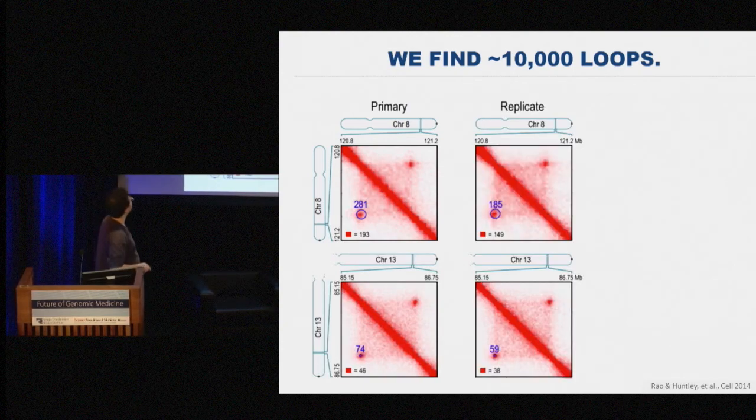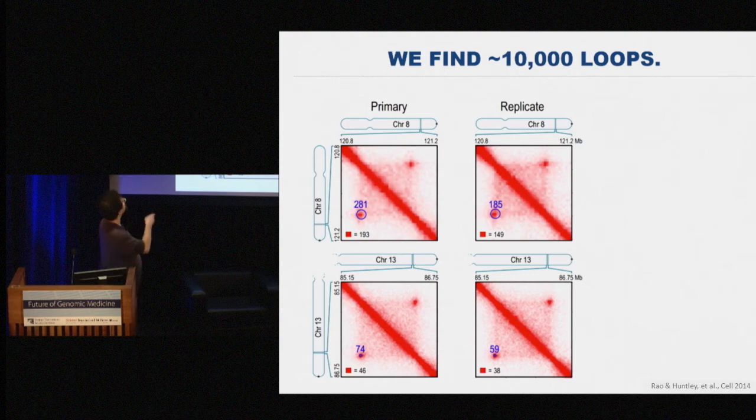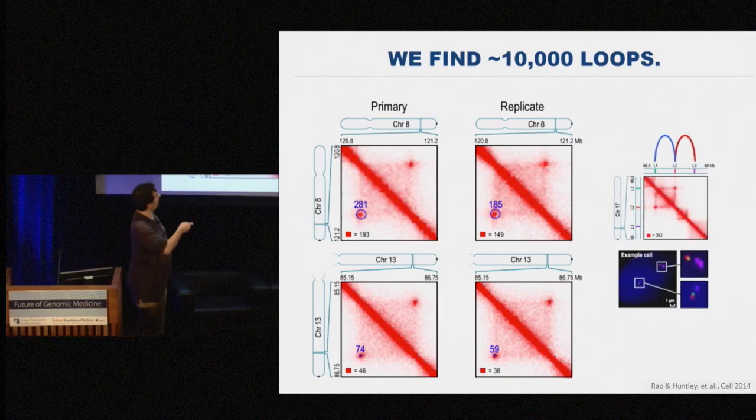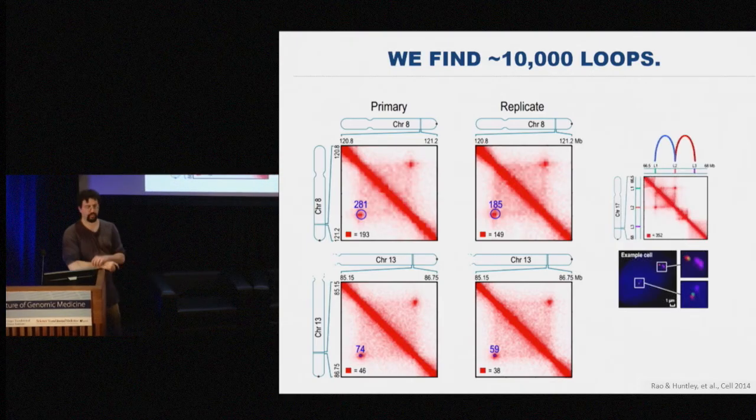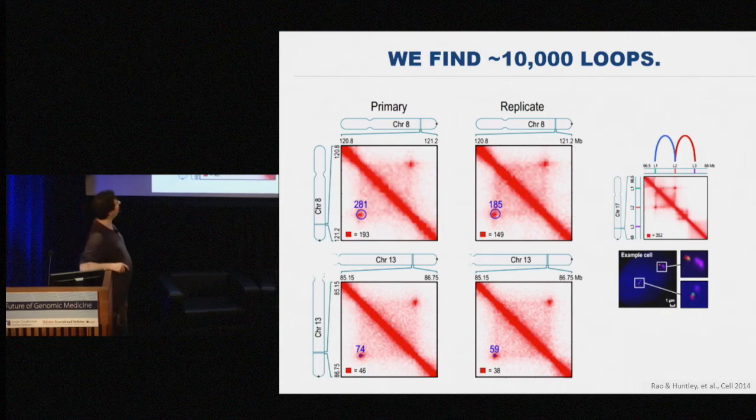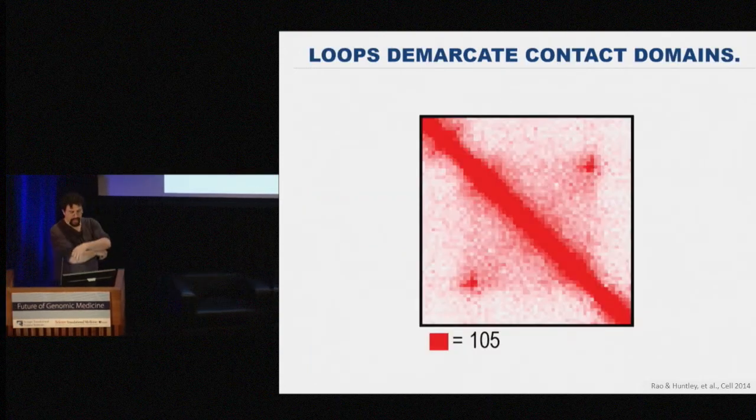OK, so there's a loop. Here's another loop. These things reproduce all day long, right? So here's a primary map, the replicate map. You can see they look pretty much the same. The big difference here is these numbers are a little bit lower. That's because we did 3 billion contacts here and 2 billion contacts there. Things that are supposed to loop should overlap one another under a microscope. And lo and behold, they do overlap one another under a microscope. So that was good news.